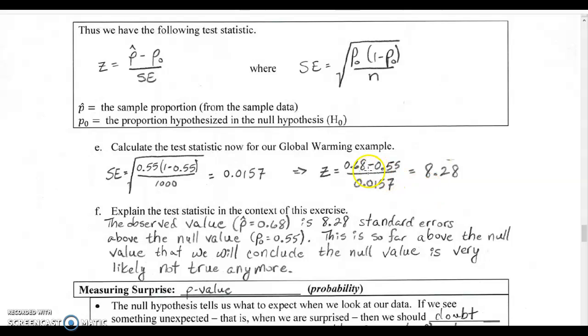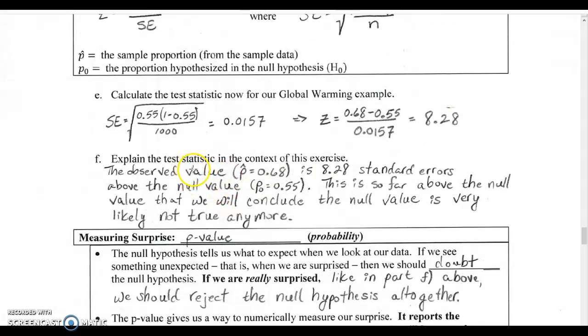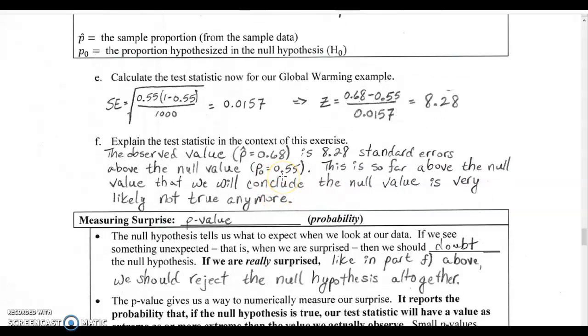That means our 68%, what we got from our sample, is 8.28 standard deviations above the 55% that's hypothesized in the null hypothesis. So the observed value, p hat, 0.68, is 8.28 standard errors above the null value, which was 0.55. This is so far above the null value that we will conclude the null value is very likely not true anymore. Okay, now we have to be kind of rigorous about how we're going to make that conclusion, though.